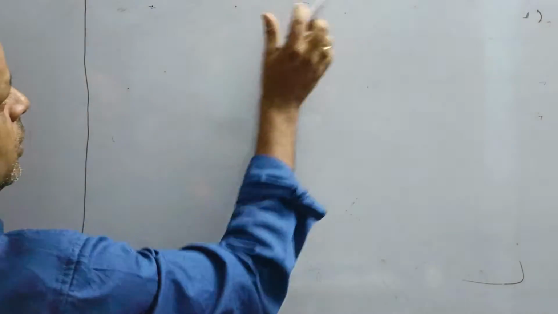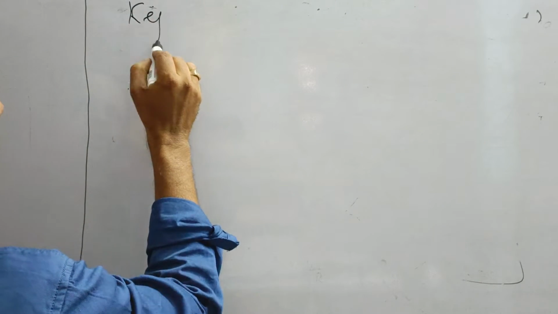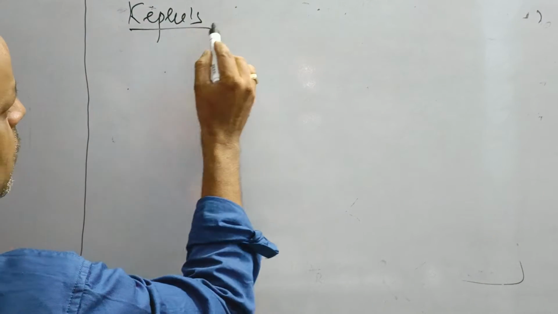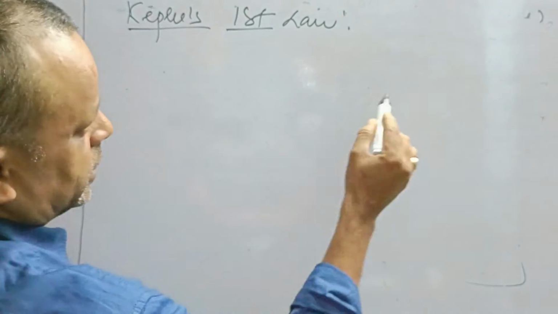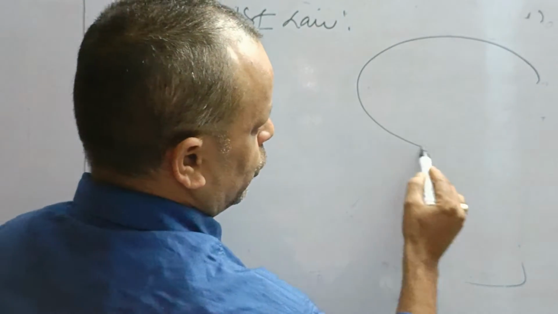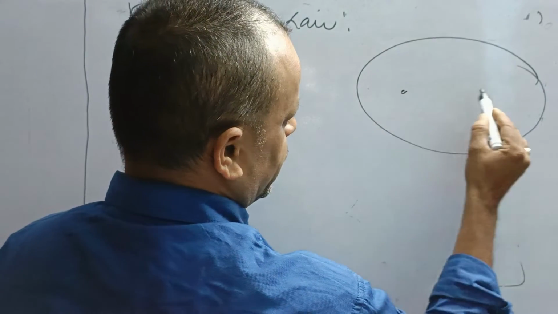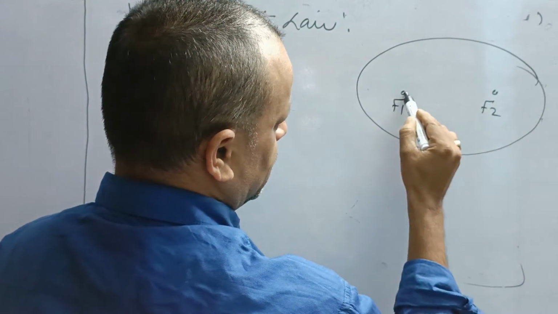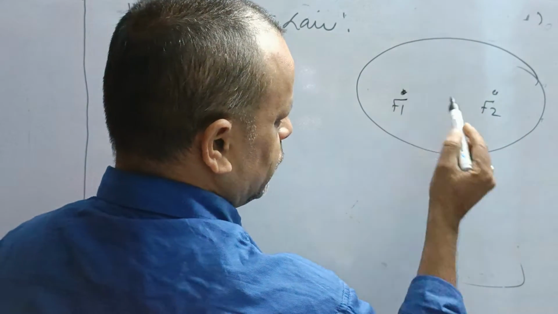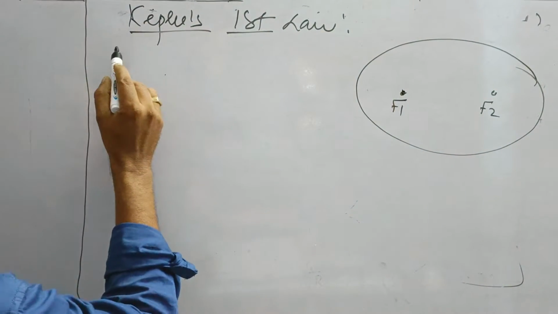Today we are going to learn about Kepler's law of planetary motion. Kepler's first law: what was it? He stated that all planets revolve around the sun in an elliptical path with the sun at one of its foci. What is that?